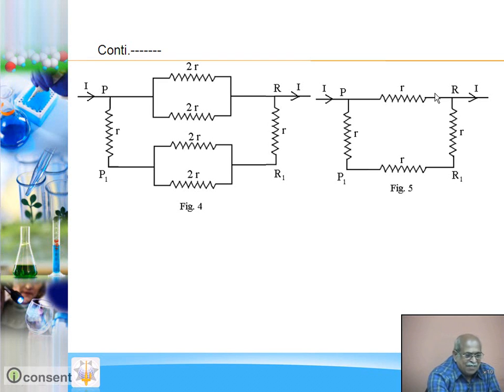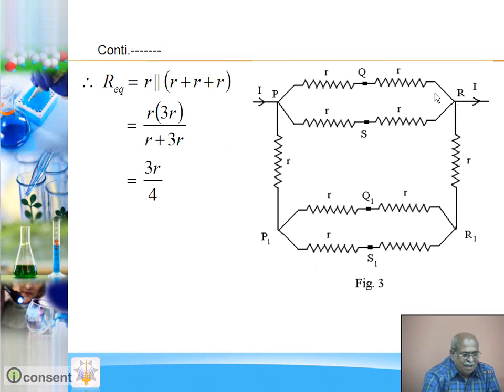Calculation is at once obvious. So equivalent resistance will be R in parallel with R plus R plus R. So using formula for parallel combination, equivalent resistance comes out to be 3R upon 4.